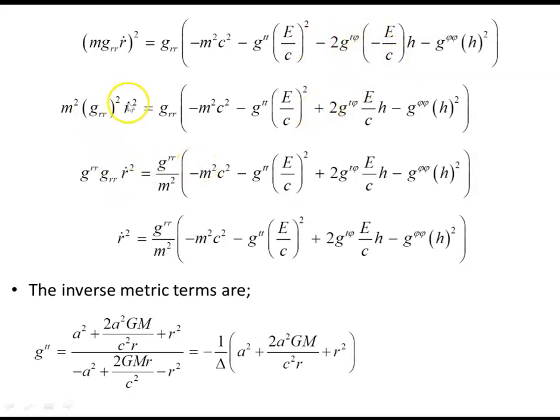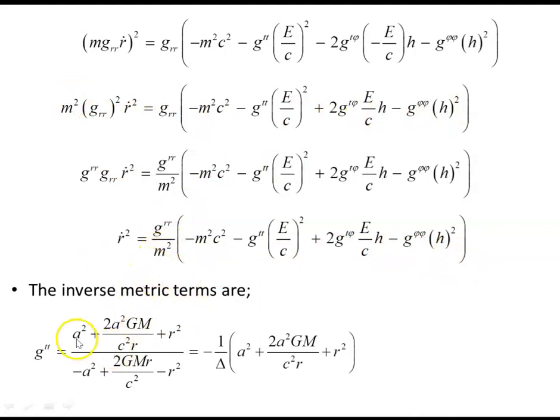Next stage, we'll cancel out one factor of grr from both sides, so that one's gone altogether. There's only one here. The way we get rid of that is by multiplying both sides by grr contravariant, so that these cancel. They're reciprocals of each other, which gives us 1. That gives us r dot squared is grr on m squared. Remember the m squared was divided through here.